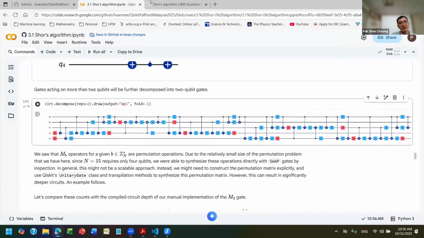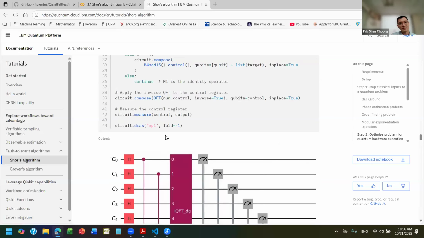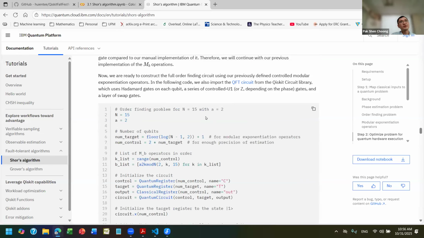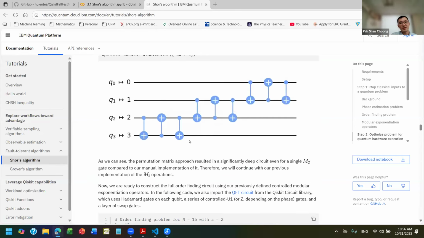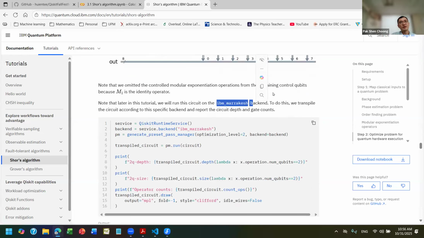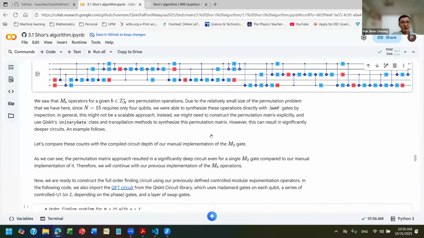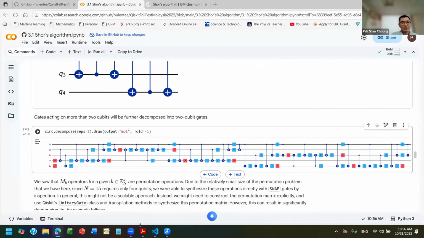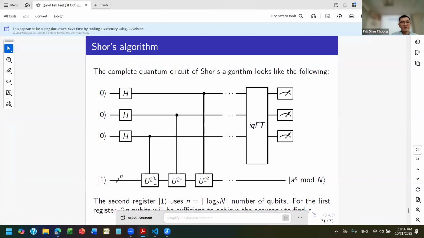Remember, I mentioned just now that the original module from Qiskit, actually they try to implement it on the real quantum computer. So that's why they need to do the decomposition. Okay. So now, after you find U2 to the power 0 and U2 to the power 1, which is M2 and M4, the rest is M1. So it means that the rest, you basically don't need to perform anything.